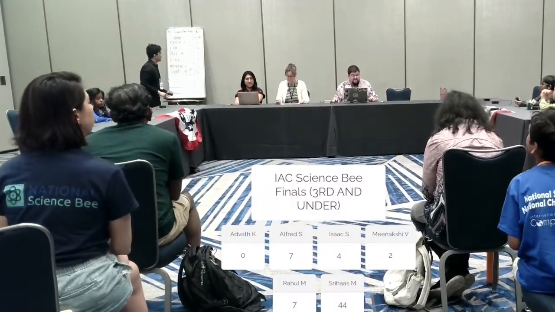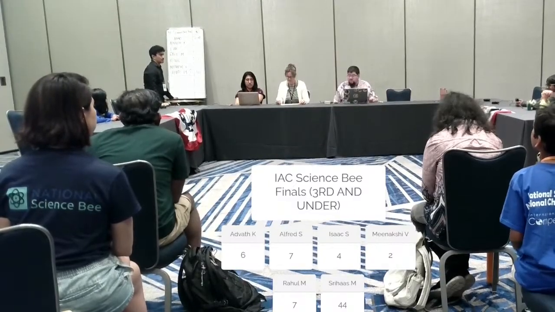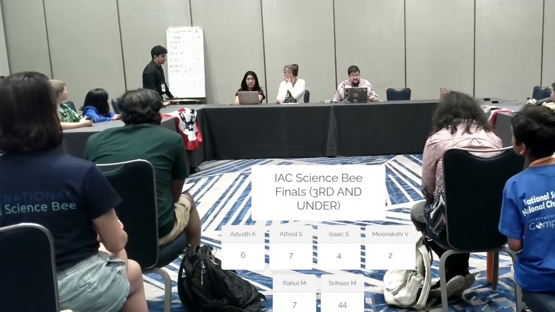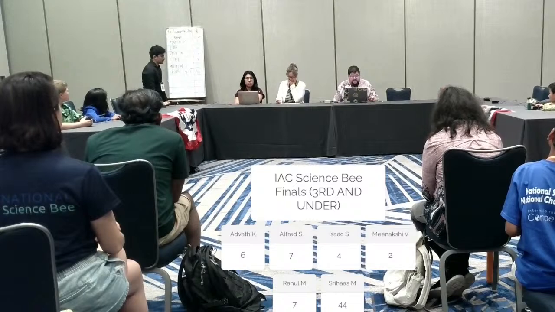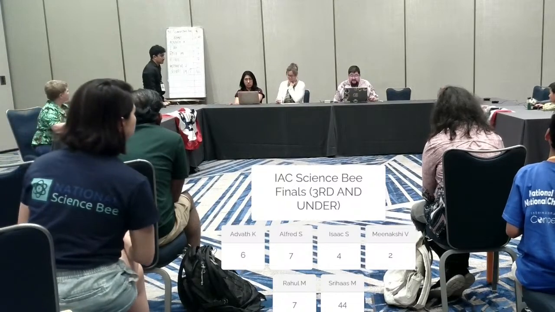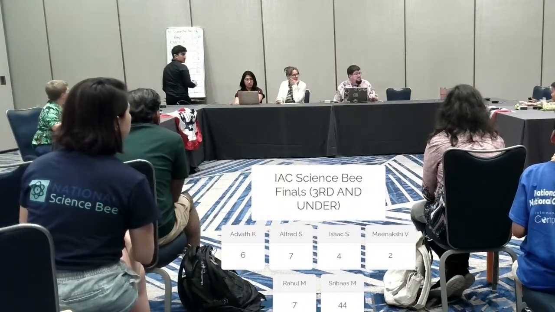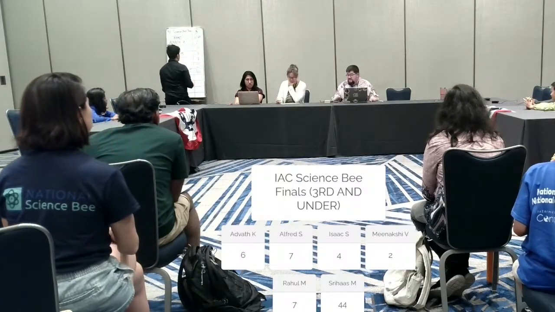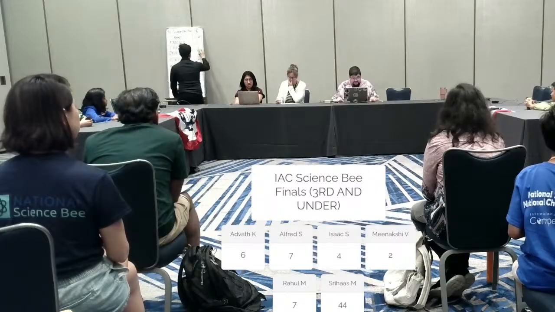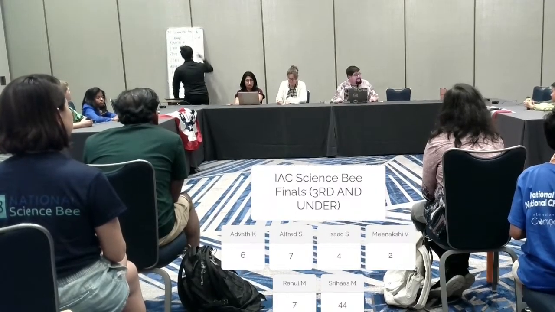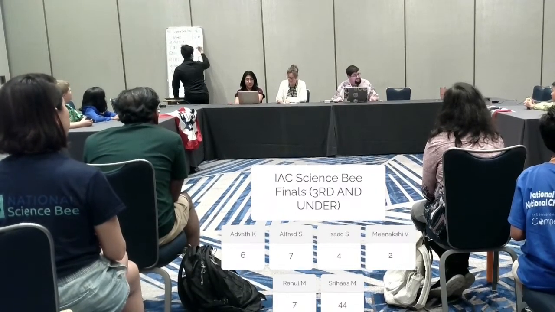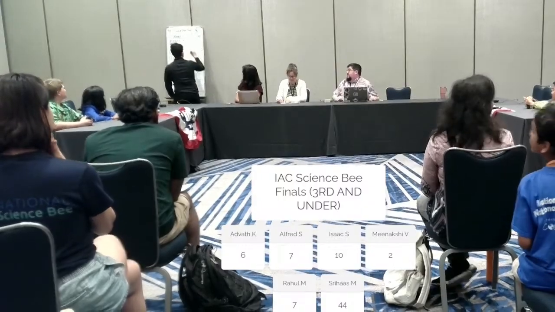All right, this is our final question. This group includes rubidium as well as the most reactive element for radiation. That is Isaac. That is correct. And that is for 6. That was the last question.